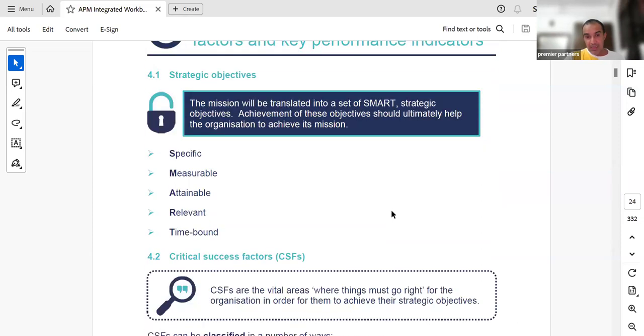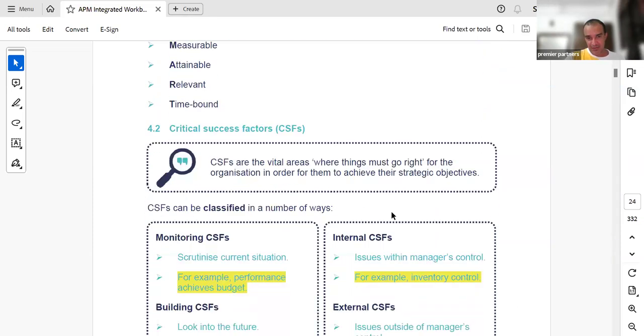Right? Then critical success factors. What are critical success factors? Those factors that you must do right properly so that you can achieve your mission. Okay, so that you can achieve your mission.